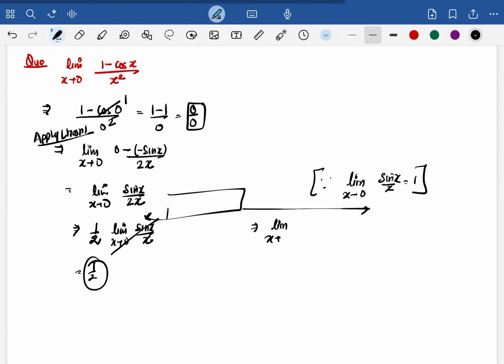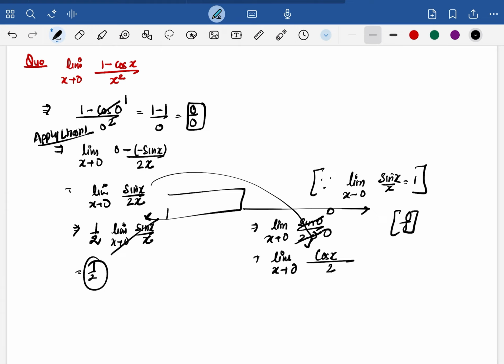So limit x tends to 0, can we say sin 0 divided by 2 into 0, and sin 0 is 0 and this is 0, so again this is 0 by 0 form. So what we can do, we'll differentiate the numerator and denominator as well. What is the differentiation of sin x? Can we say this is cos x, and differentiation of 2x is 2. Now let's put the values. So cos 0 divided by 2, cos 0 is 1, so the answer is 1 by 2. So from both the methods you can see the answers are the same.